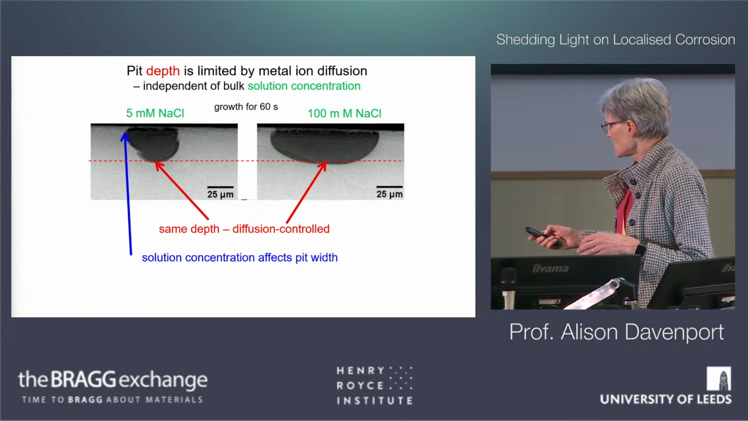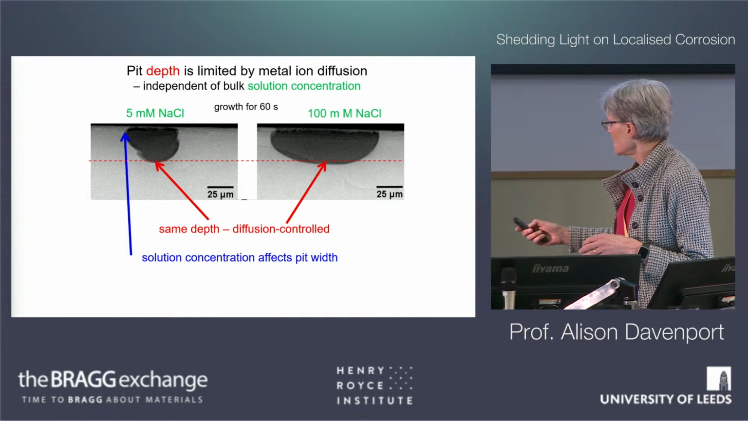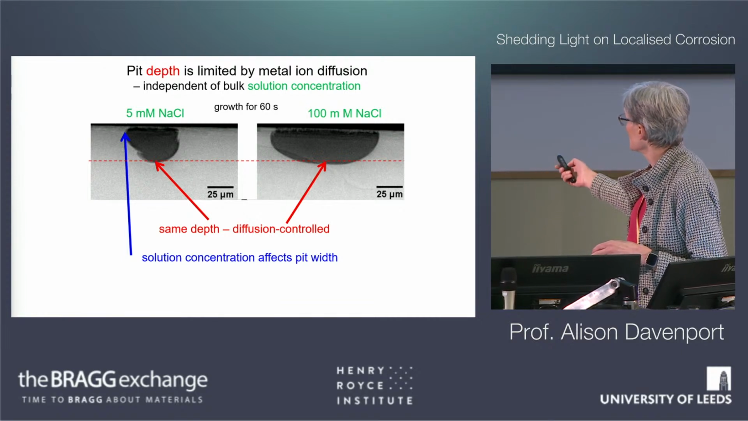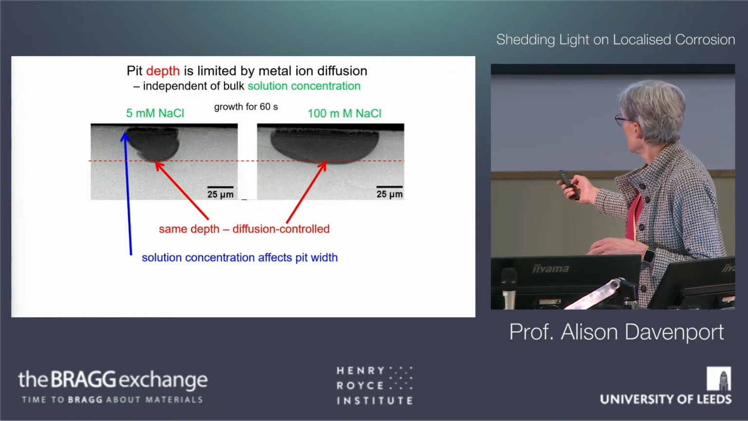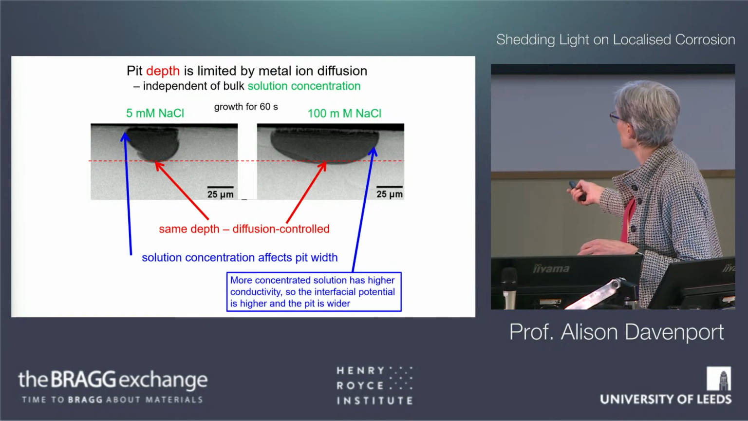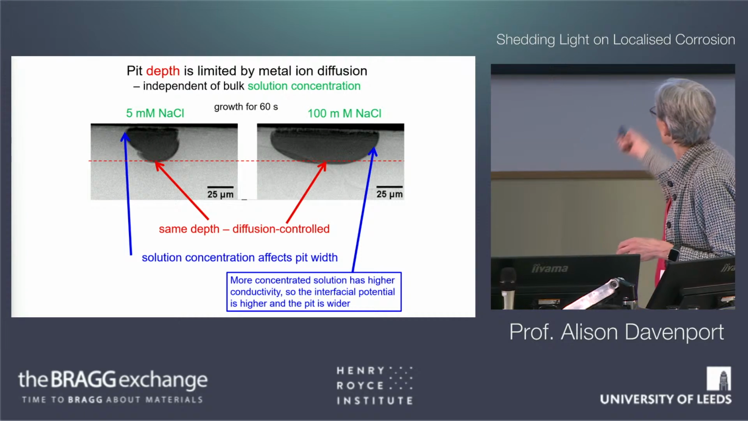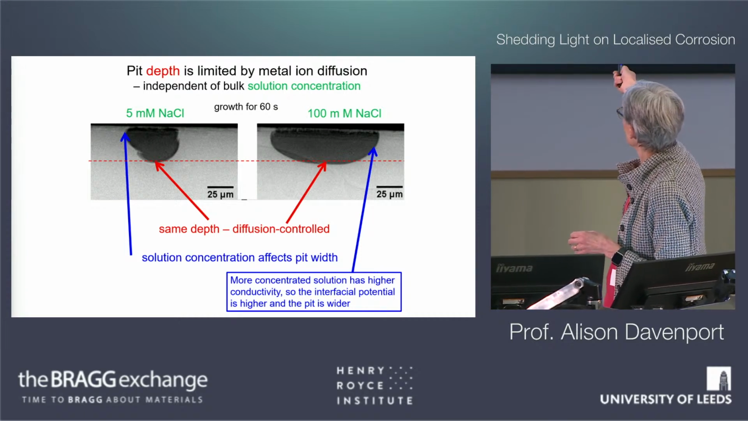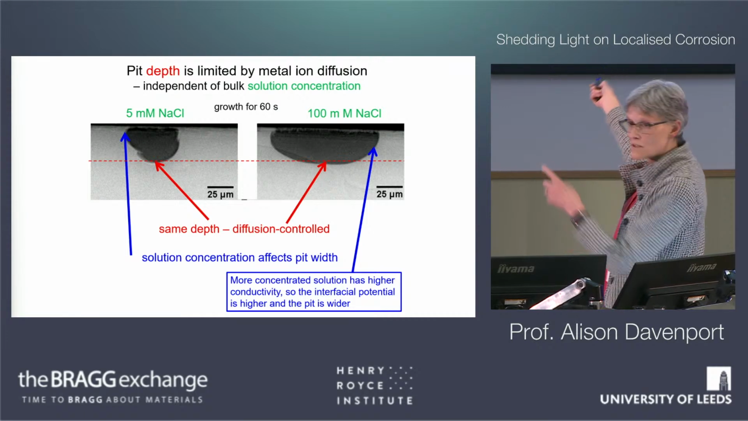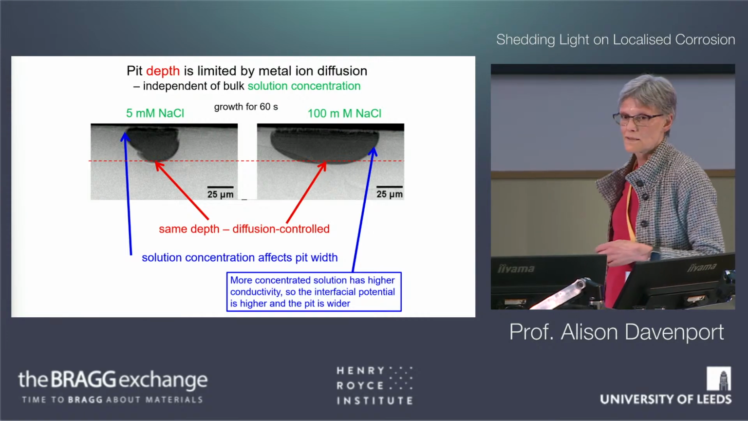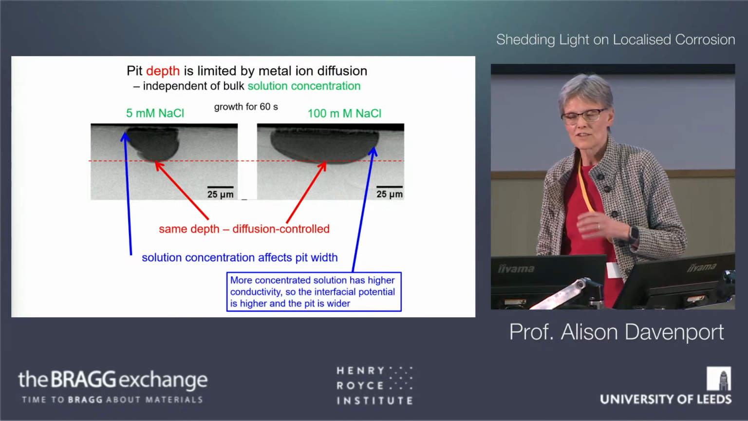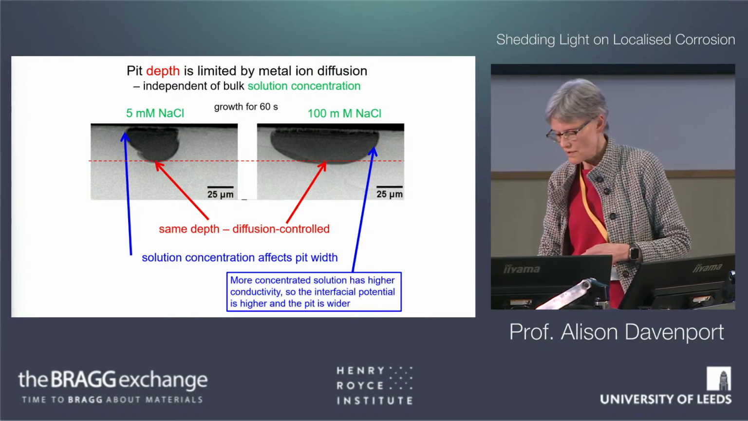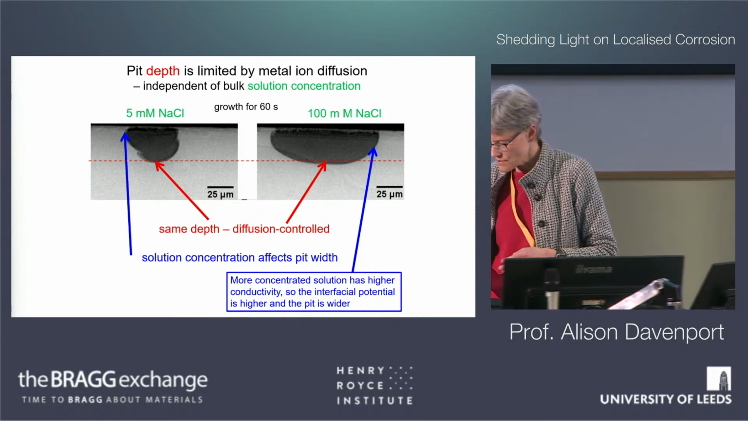So we can also see what we expected to see, which is that if we've got a solution concentration that is higher, you can see here that the pit's wider if you've got a conductive solution, so there's a bit more potential across this interface, so it can go faster, whereas this one's a little bit narrower. So this really suggests that we've got electrochemical control on the sides and diffusion control on the bottom. But do we really produce salt films?